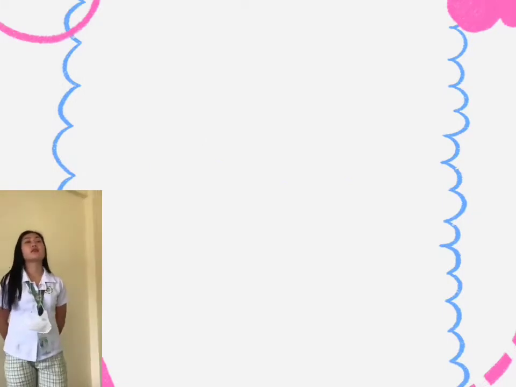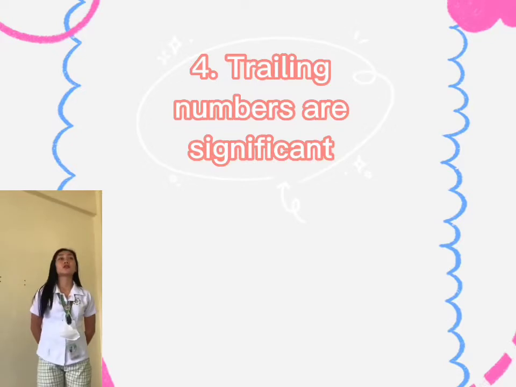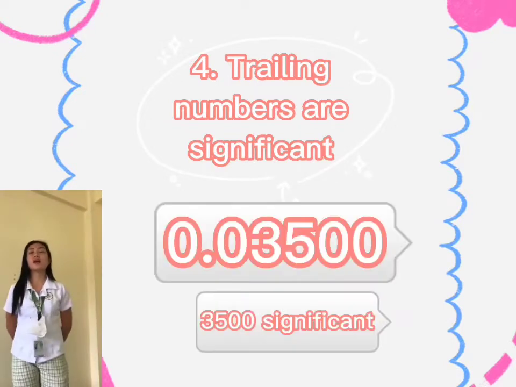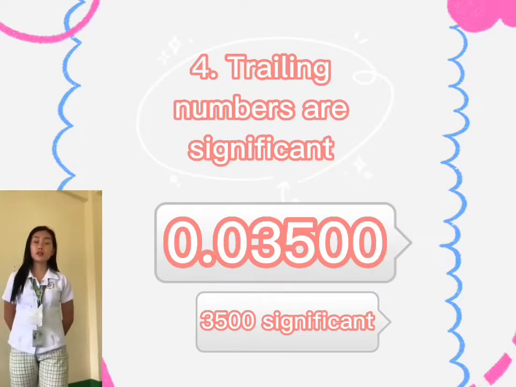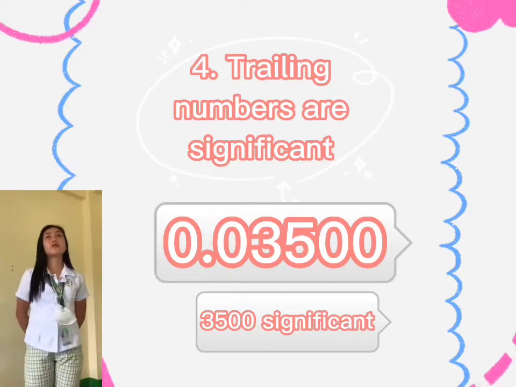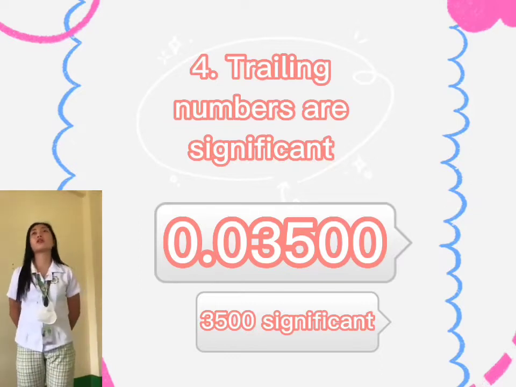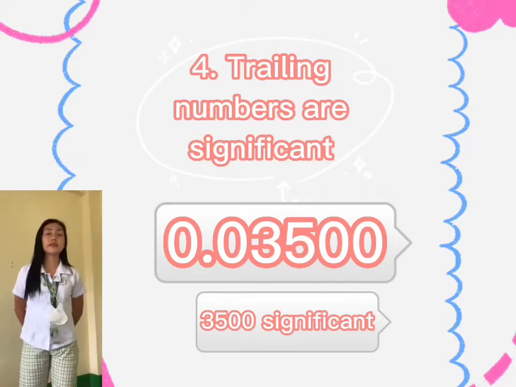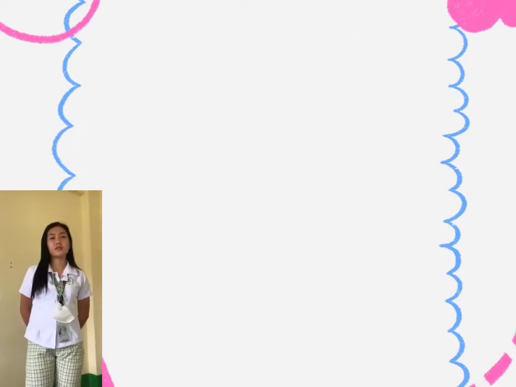Rule number 4: trailing zeros after the decimal are significant. For example, 0.03500. That means there are 5 significant figures in the number. The leading zeros are not included, as I said in rule number 3, but in rule number 4 the trailing zeros after the decimal are included. For example, there are the non-zeros 3 and 5, and then the following 2 zeros, so those are included. That would result in 5 significant figures.